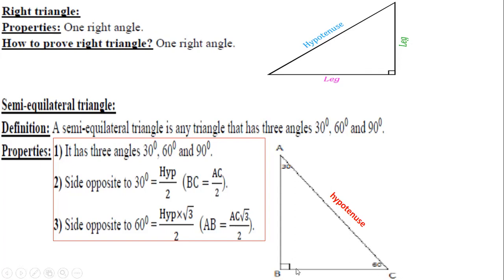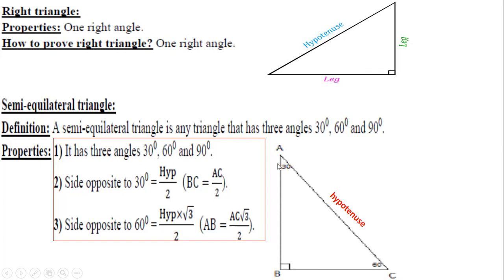If I wanted to calculate its measure, I use this rule. Side BC equals hypotenuse over 2. So if the hypotenuse measures 8 centimeters, then BC will measure 8 over 2, 4 centimeters.